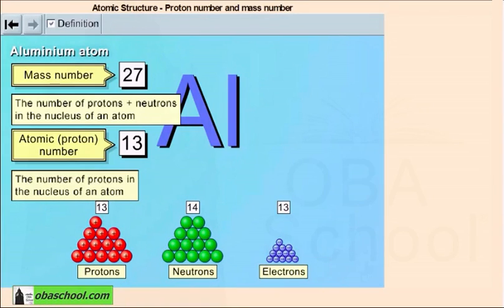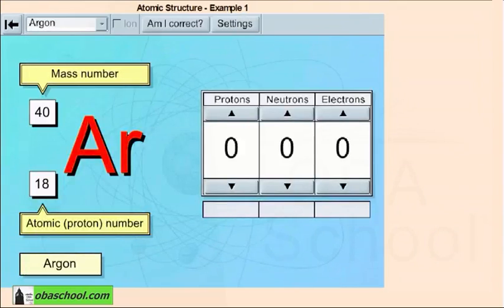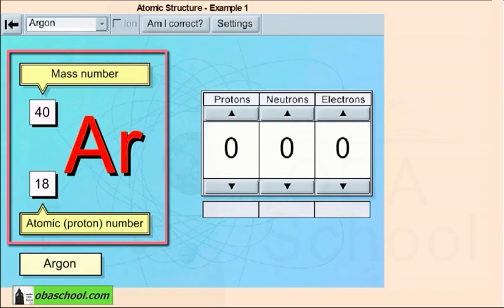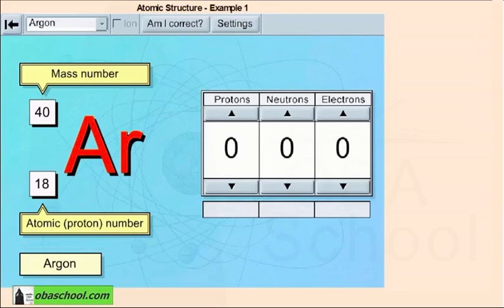Now let us take an example. Here we have the element argon, represented as Ar, and it has a mass number equal to 40 and an atomic number or proton number equal to 18. In many cases, you will be given the atomic symbol, the atomic number, and the mass number, and you'll have to find the protons, neutrons, and electrons. Now take a minute and try to find the number of each subatomic particle, and then check your answers.